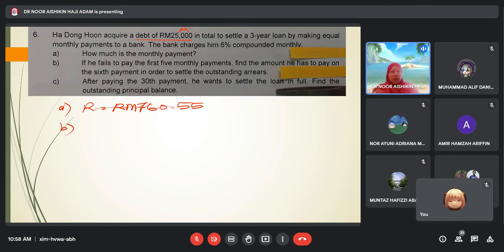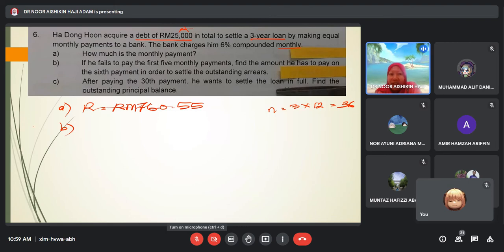Now, part B. He fails to pay the first 5 monthly payments. Find the amount he has to pay on the 6th payment to settle the outstanding arrears. What is your N? N berapa altogether? N kat atas. 36. Sebab 3 times 12. Betul? So N equals to 36.